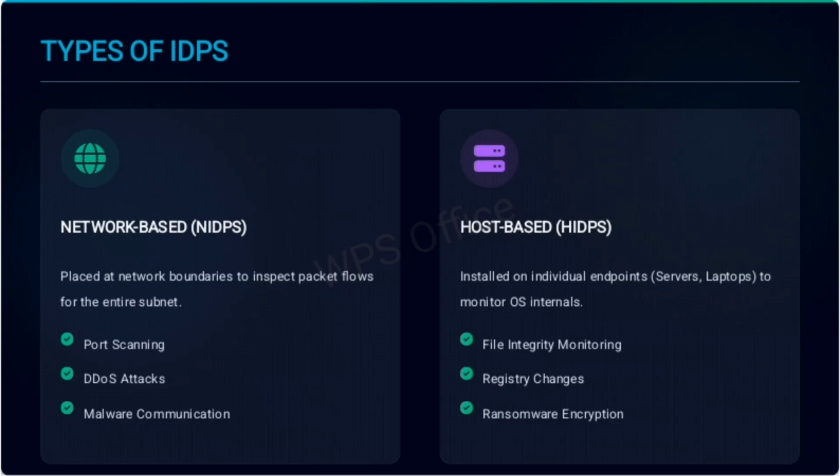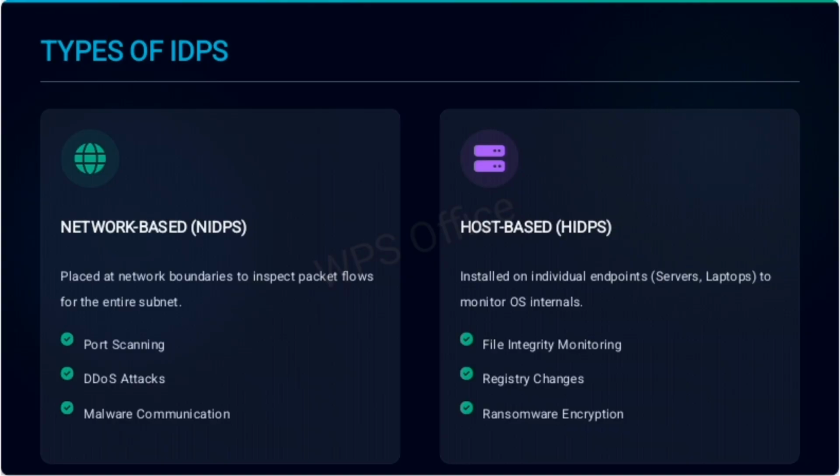Section 4. Types of IDPS. IDPS comes in 4 main types. 1. Network-based IDPS, NIDPS, placed at network boundaries to inspect packet flows. Detects port scanning, DDoS, malware communication, protocol violations. Example: if someone tries to scan all your ports, NIDPS detects the pattern and alerts immediately.